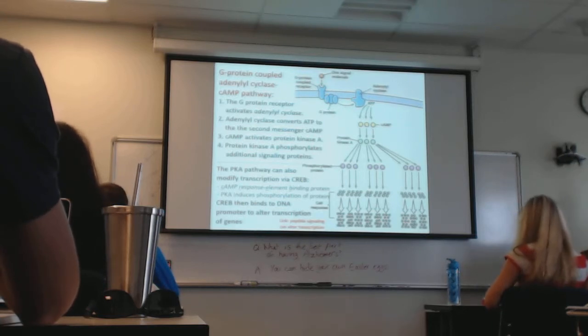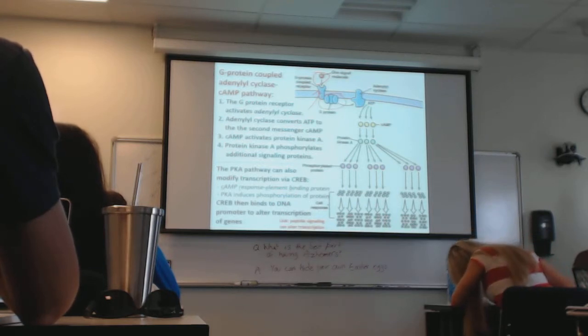So you can see the elements here. We can see our hormone, we can see our G protein receptor here, we can see our G protein. Again, don't confuse the two. You can see it's trimeric there.